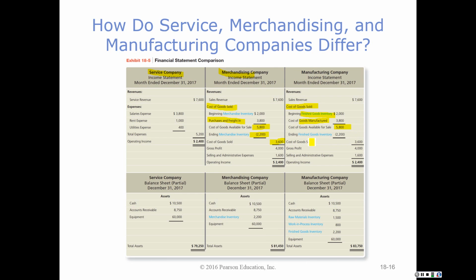Let's consider this the textbook publisher, and this is the retailer selling those textbooks. If we had $5,800 available for sale, the same thing happens. If I go out and I only have $2,200 in finished goods inventory, then I must have sold $3,600 worth of those books that I have published to Lifeway.